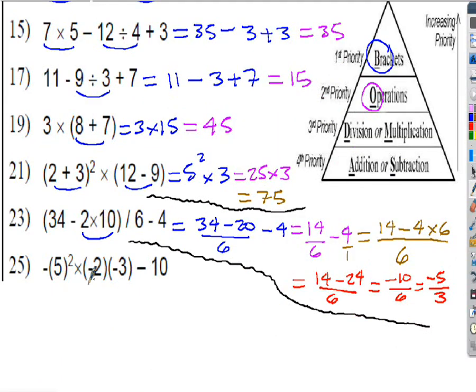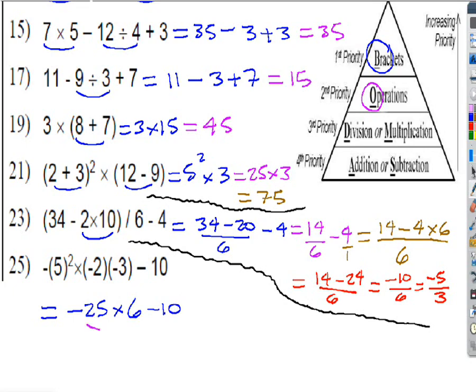Question 25, again a quite complicated question here, so we need to take this very carefully. So I've got a negative and 5 squared, multiplied by negative 2, multiplied by negative 3, and then we subtract the 10. So now be careful here, the negative is outside of the bracket, so only the 5 is squared here. So my first step here will be to square the 5, which will be 25. We're multiplying that by, we've got negative 2 multiplied by negative 3, so that's positive 6, and we're subtracting 10.